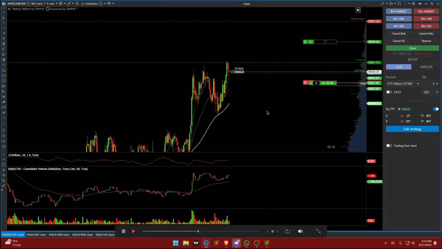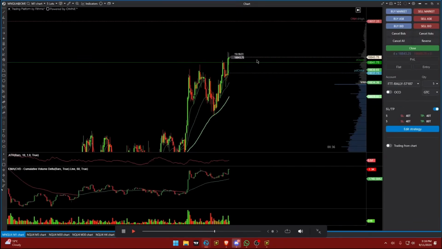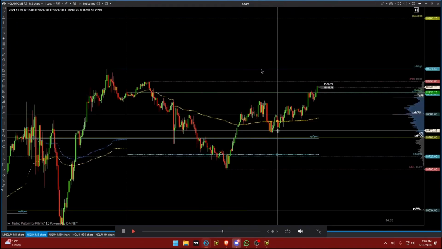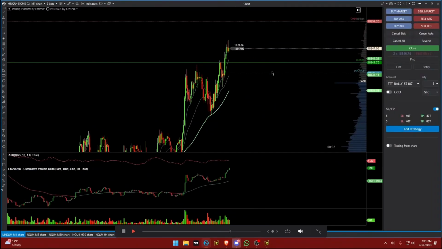And price comes, stops me out here at break even and then continues in my direction. So yeah, that's no problem. I got $70 out of this trade. So let's see what the next trade had for us.